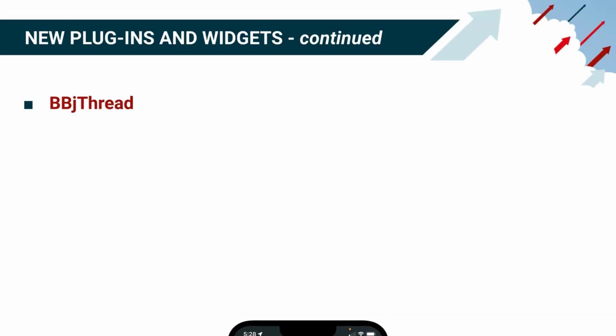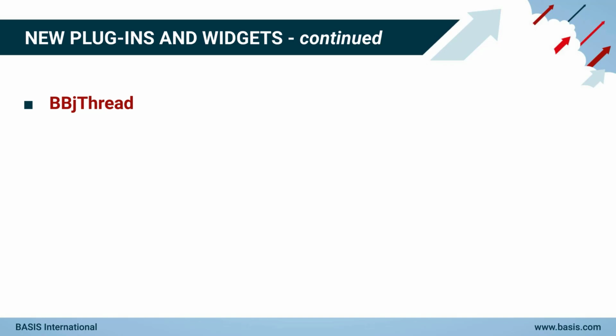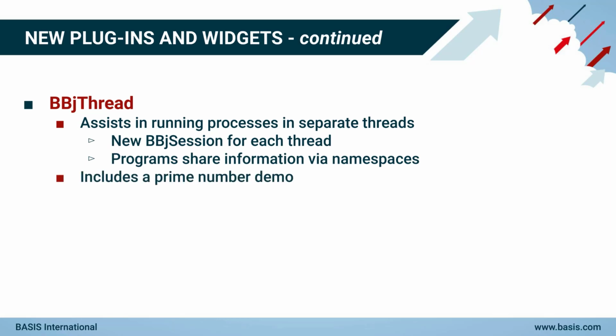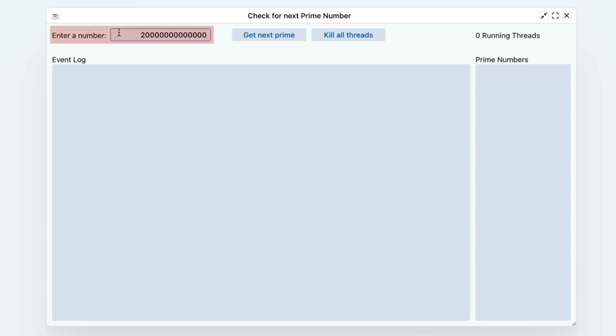Another interesting plugin is the BBjThread, which is a custom class that assists the developer in running processes in separate threads. Let's run a modified version of its demo that calculates the next prime number greater than a given seed number. In a nutshell, the plugin kicks off a new BBj session for every thread, and the programs share information using BBj namespaces. When we first launched the demo, it provides an absolutely enormous number to use as a seed. Otherwise, finding the next prime number is such a trivial task for today's computers that they can do it instantaneously.